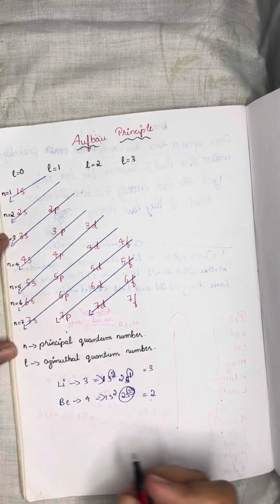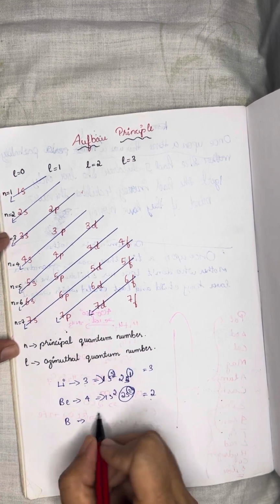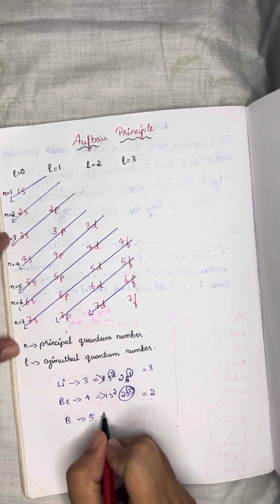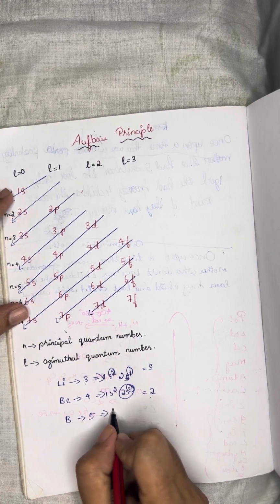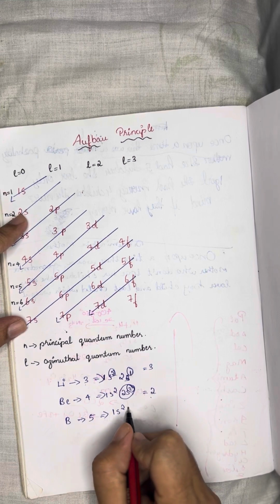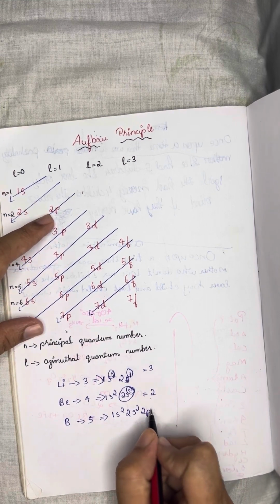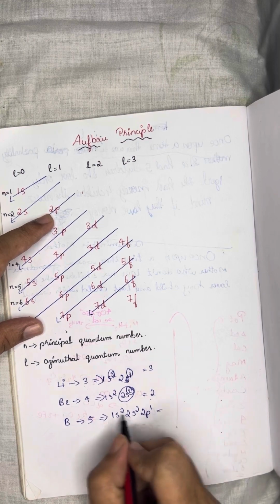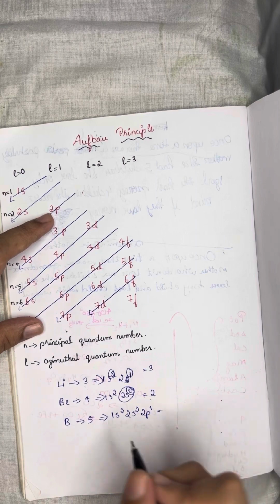And next let me consider another example, that is boron. Here the atomic number is 5, right? In order to write the electronic configuration, I will follow the Aufbau principle. See the arrow mark: 1s2, and after 1s2 it is 2s2, and next, see the arrow mark, it is 2p1. Understood, right? So here 2 plus 2 plus 1 is equal to 5. So 5 electrons are present.